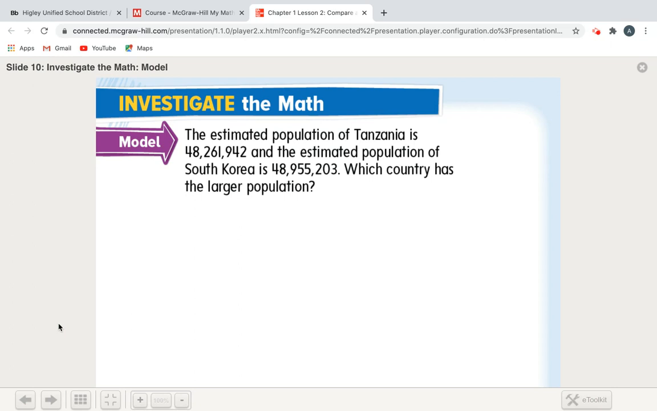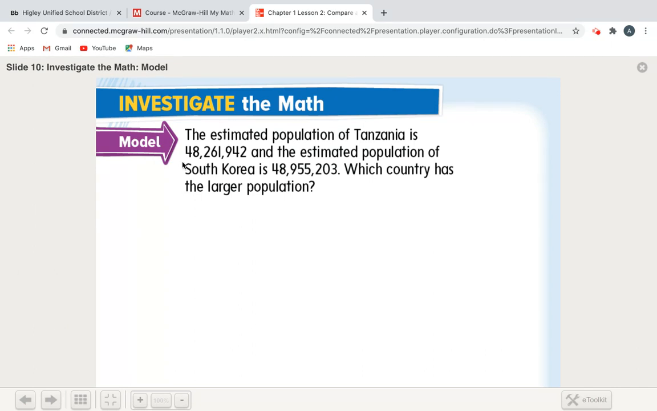So we're still working in our math notebooks. So this is what some of the problems will look like today. The estimated population of Tanzania is 48,261,942. And the estimated population of South Korea is 48,955,203. Which country has the largest population?